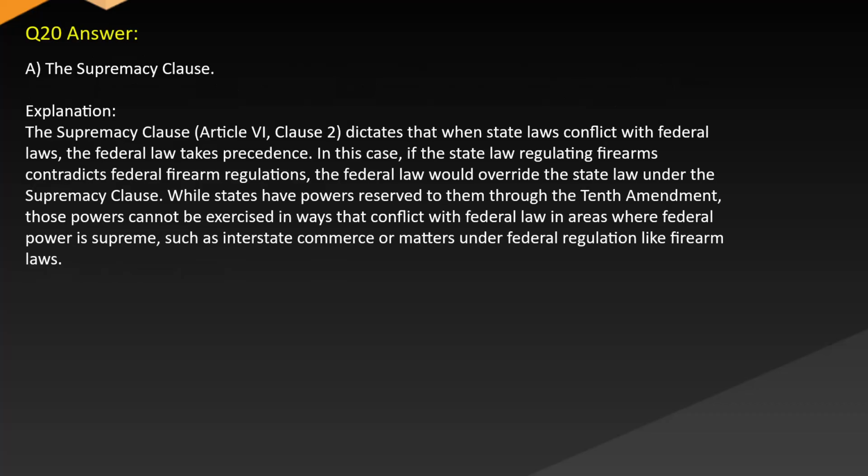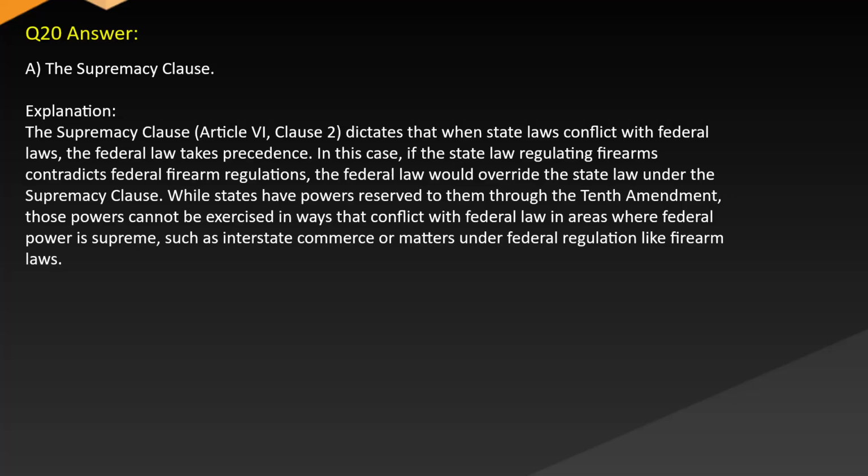Answer A. The Supremacy Clause. Explanation. The Supremacy Clause, Article VI, Clause 2, dictates that when state laws conflict with federal laws, the federal law takes precedence. In this case, if the state law regulating firearms contradicts federal firearm regulations, the federal law would override the state law under the Supremacy Clause.